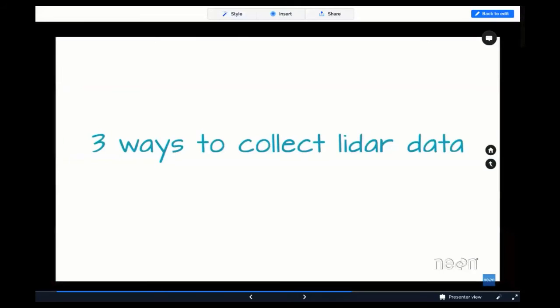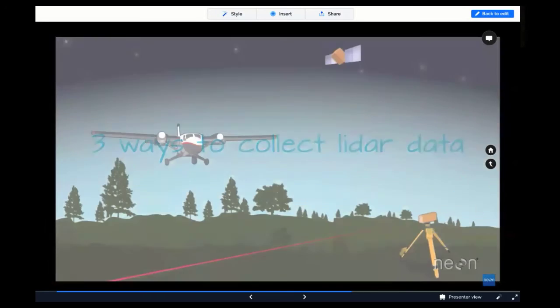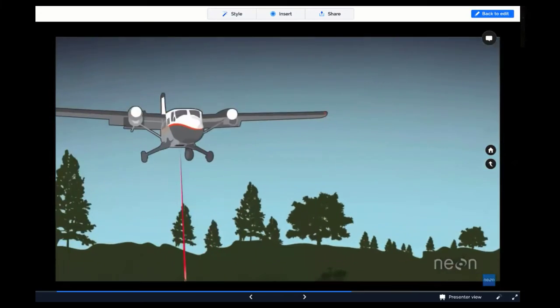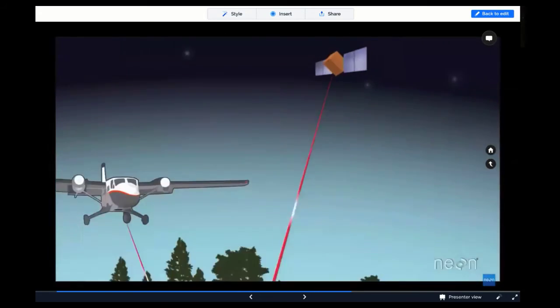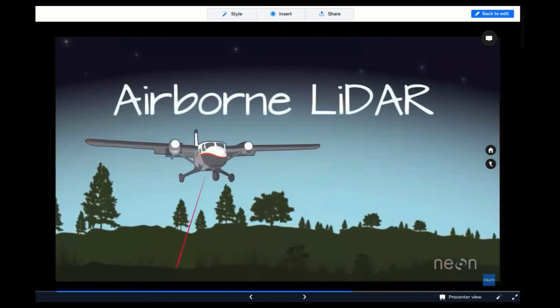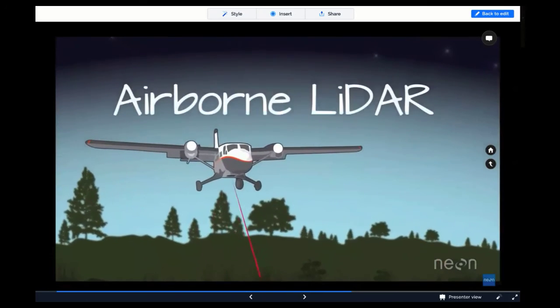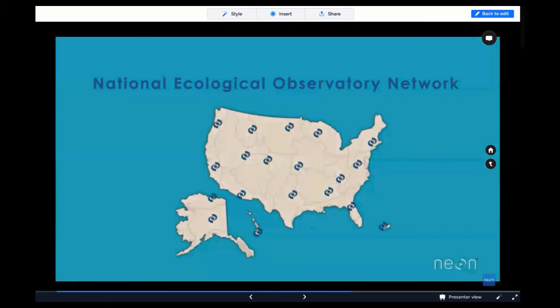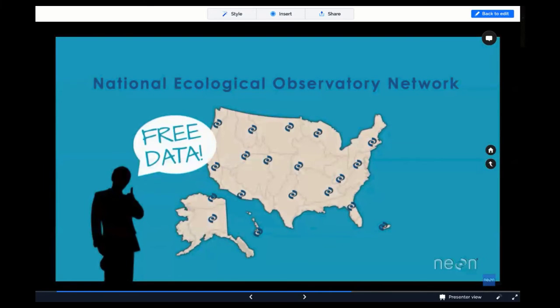Now, just for the record, there are different ways to collect LiDAR data: from the ground, from an airplane, or even from space. Airborne LiDAR data are the most commonly available LiDAR data, and airborne LiDAR data will also be freely available through the National Ecological Observatory Network, or NEON, so we'll focus on that in this video.